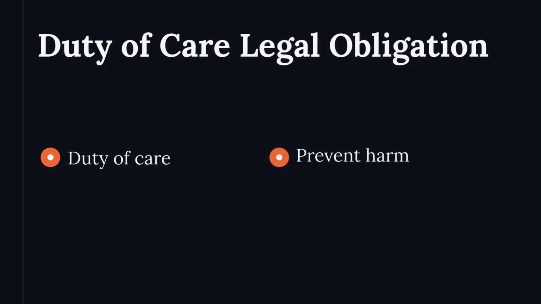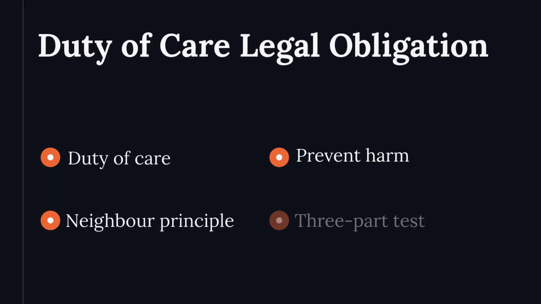Duty of care is the first element, establishing a legal obligation. The defendant must act to prevent foreseeable harm. Donoghue v Stevenson introduced the neighbor principle. Caparo Industries refined it into a three-part test. This ensures fairness in imposing a duty.